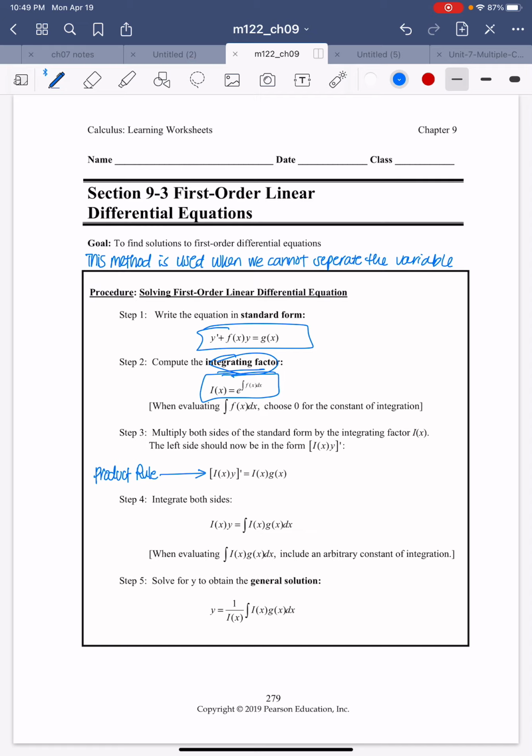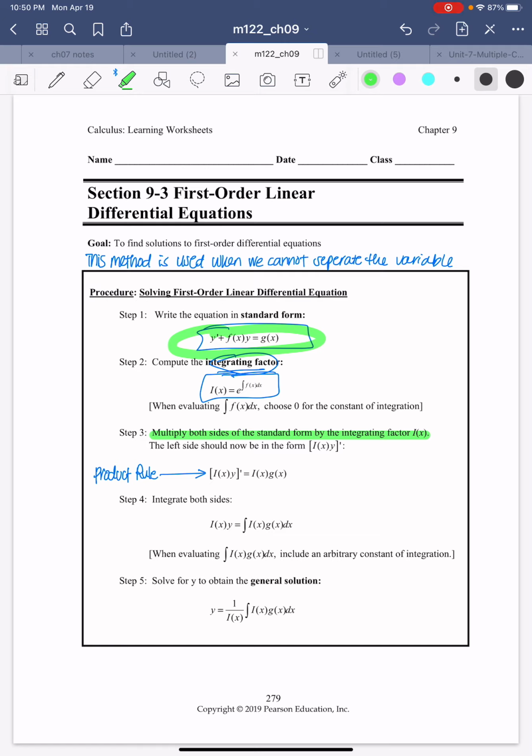So let's go through steps 1 through 5 one more time, and then we'll jump onto the example and you'll see those steps more clearly. First, your equation always has to be in this format. If your equation is not in this form, you have to put it as the derivative plus f function times y equal to g of x function. We are going to compute this integrating factor so that we can multiply each side of the equation. Multiply both sides of the standard form by the integrating factor so that your equation is integrable.